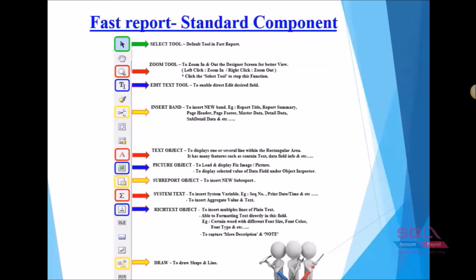For fast report, it also has the standard components. Additionally, they have select tools, zoom tools, edit text tools. Then the picture, sub report, system text. The system text is more or less like what we did with the variable. Rich text is the same, and then there is the shape. Other than that, all those that we highlighted here are the standard ones we use most when we design the report.